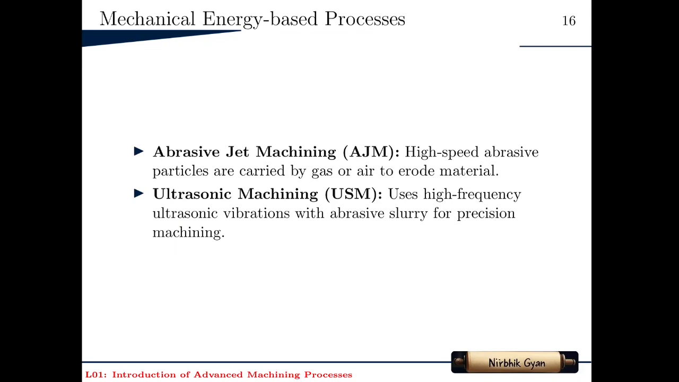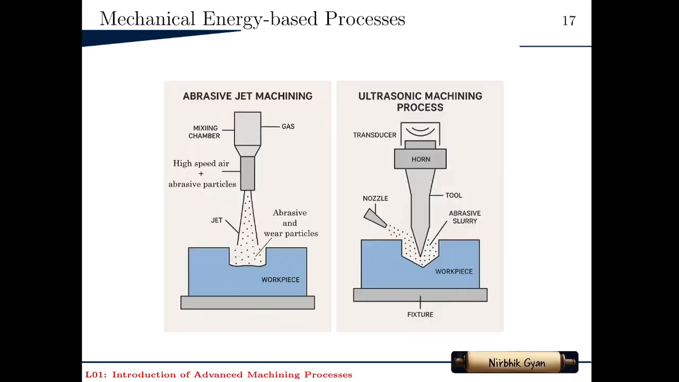In the mechanical energy based category, the two most widely used advanced machining processes are AJM, abrasive jet machining, and ultrasonic machining. In abrasive jet machining, high speed abrasive particles are carried by gas or air to erode the material, while ultrasonic machining uses high frequency ultrasonic vibration with abrasive slurry for precise machining.